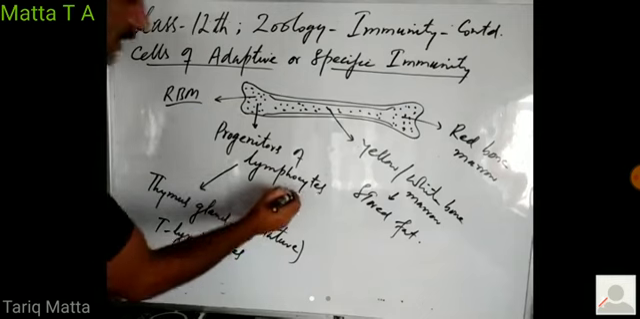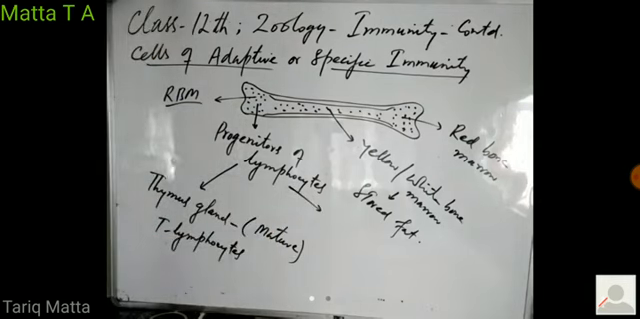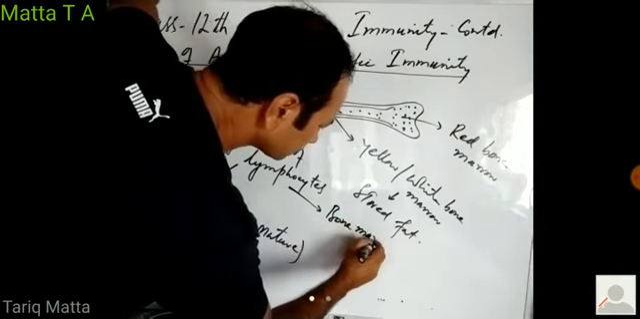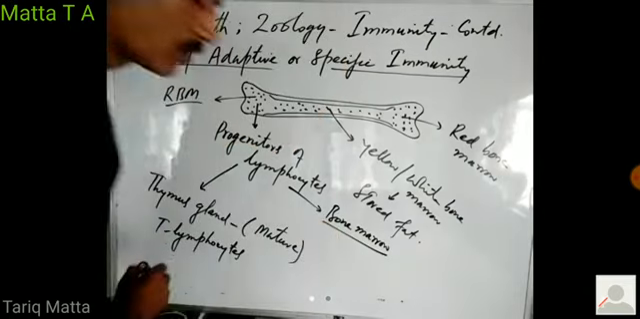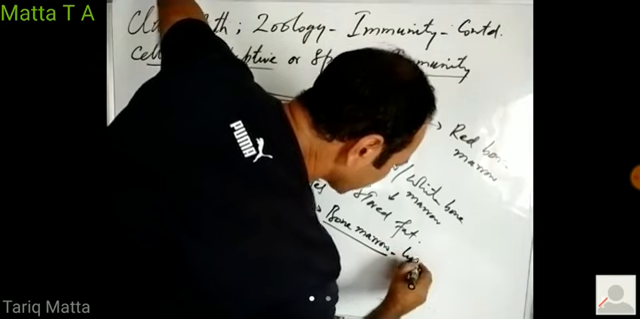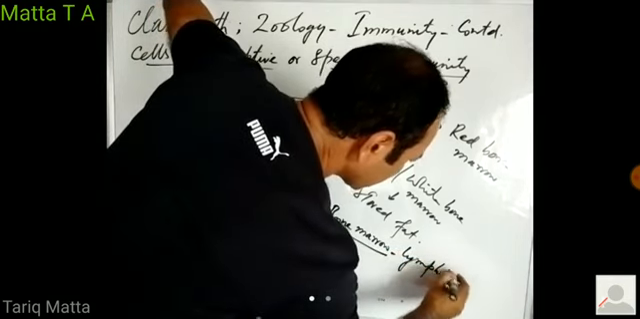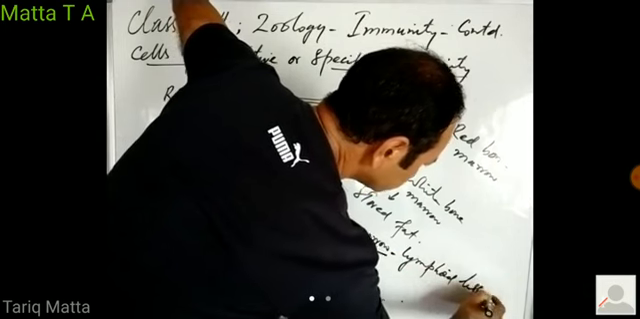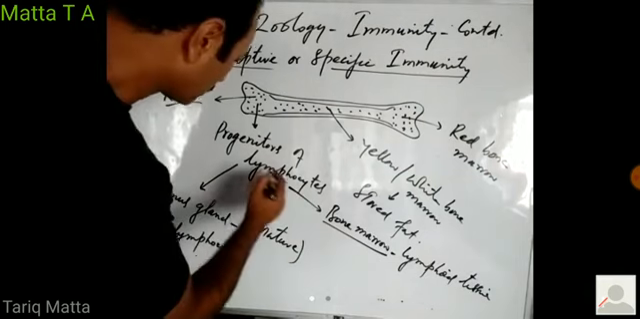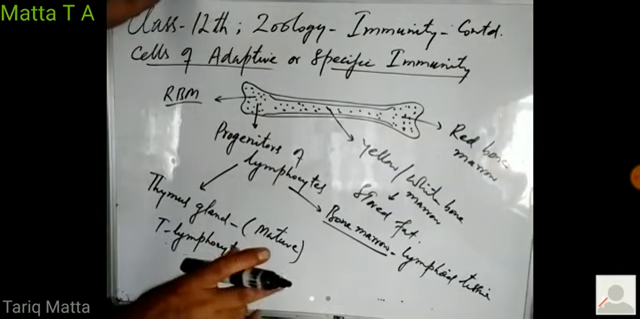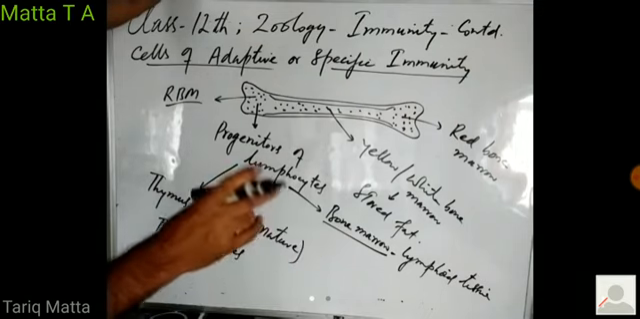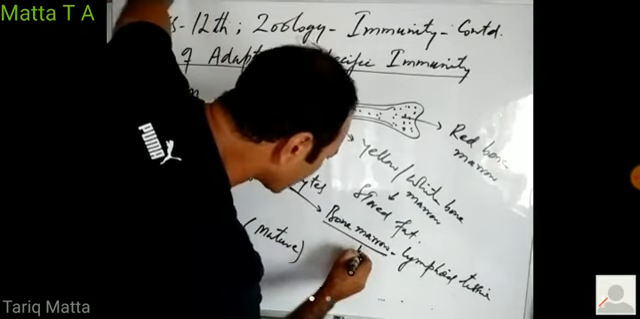And there are some lymphocytes which do not come out of the bone marrow. They reside in the bone marrow, or they come out of the bone marrow and go to lymphoid tissues of the body, the lymph glands, and mature there. Those lymphocytes, which either remain in bone marrow and mature there, or go to lymphoid tissues and mature there, are known as B lymphocytes.